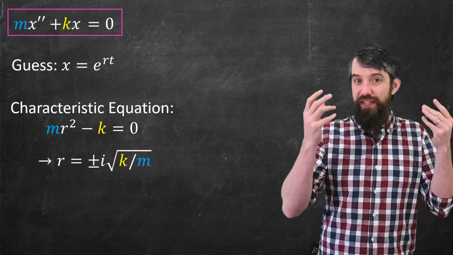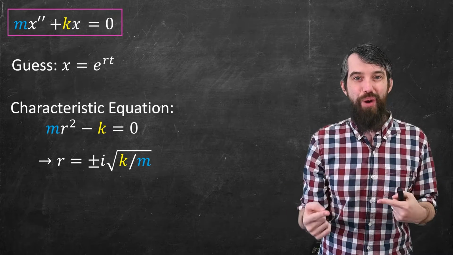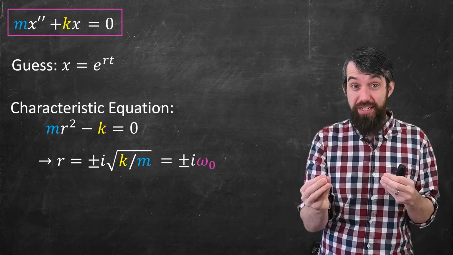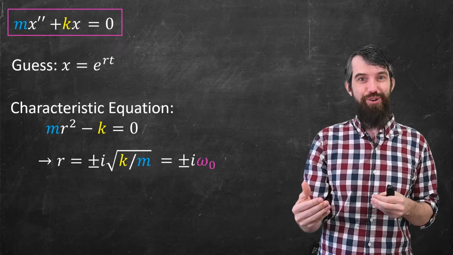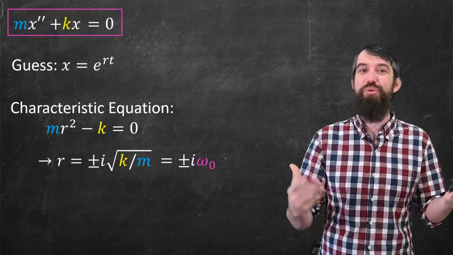Only thing that I'm going to do that's new here is, I sometimes like to relabel this. Square root k over m, it comes up a lot. Sometimes this is relabeled as omega naught. Omega naught here just stands for, basically, the frequency, as I'll show you in a little moment. So it's just a shorthand for root k over m.